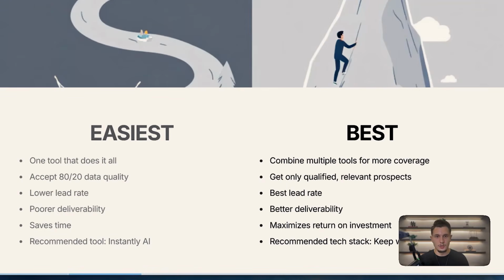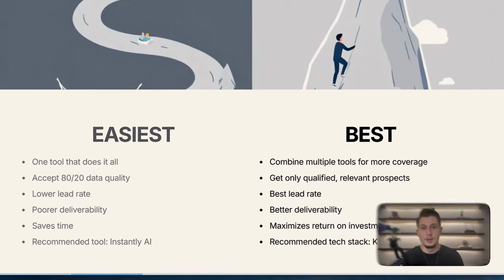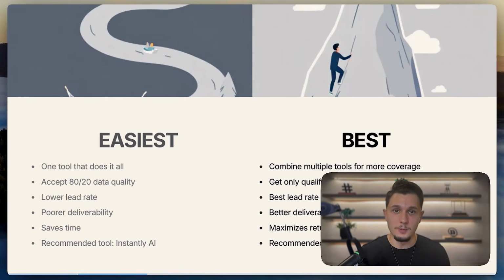On the easiest side, you're going to have poorer deliverability due to contacting people that will never reply to you and are more likely to report you as a spammer. Versus on the best side, you do have better deliverability because you're contacting the right people and you get more engagement and you're less likely to be reported as a spammer, which will help you if you're doing LinkedIn outbound, it will help if you're doing cold email outbound, and it will help your overall brand reputation if you're doing cold calls. So always keep that in mind.